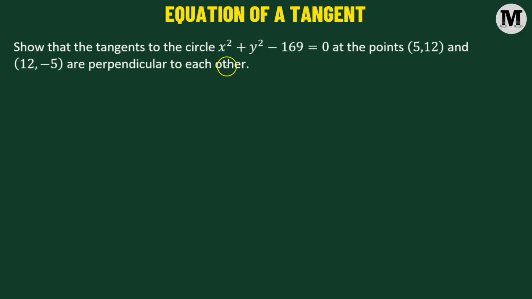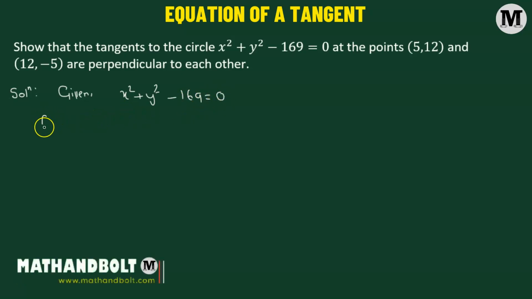Show that the tangents to the circle x squared plus y squared minus 169 equals 0 at the two points (5, 12) and (12, negative 5) are perpendicular to each other. Let us begin. So here we have the equation of the circle, which is given to us. We have x squared plus y squared minus 169 equals 0.